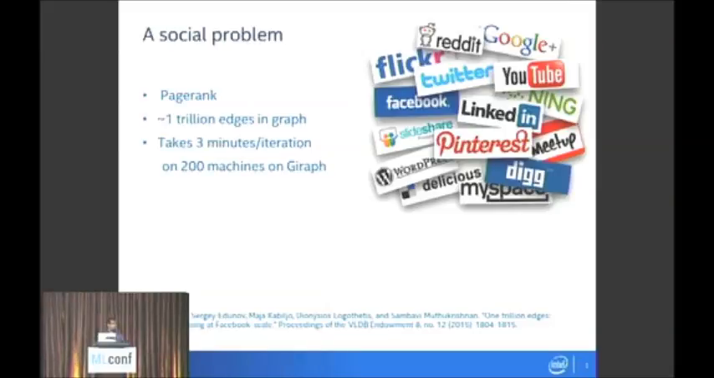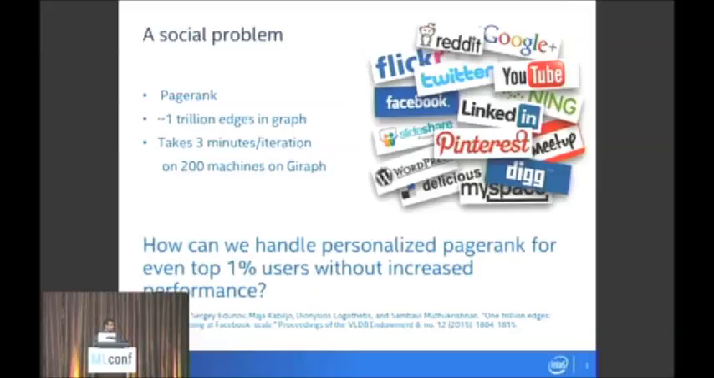And this is a global property over the entire graph. What if you want to run something that's more personalized? What if you want to run a global algorithm, but tailored to specific individuals, like personalized PageRank? You can't even do that for the top 1% of users without increasing the performance. What we've seen is that most of the graph analytics frameworks, not just Giraph, but pretty much all of them, are severely handicapped by their performance. So we have actually tried to fix that problem.